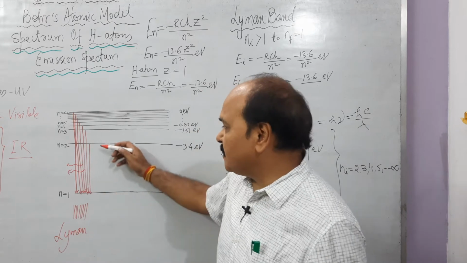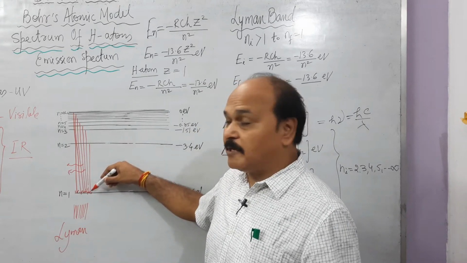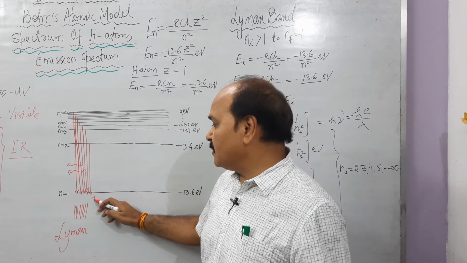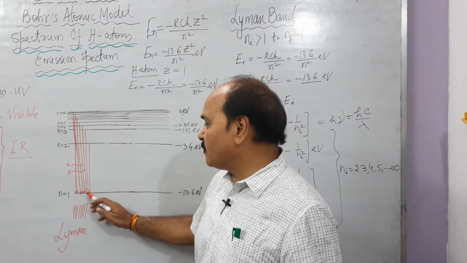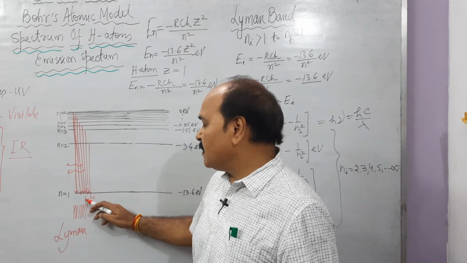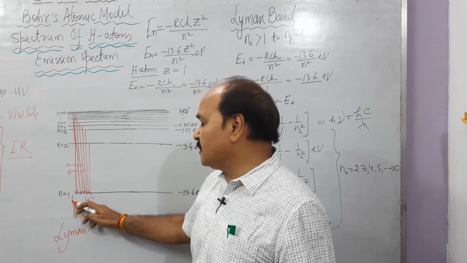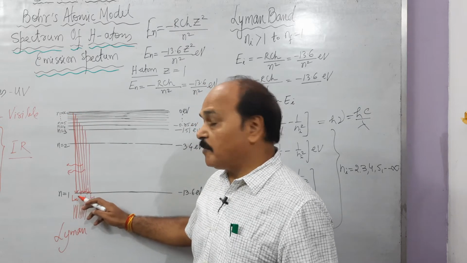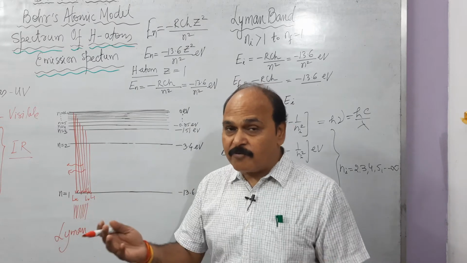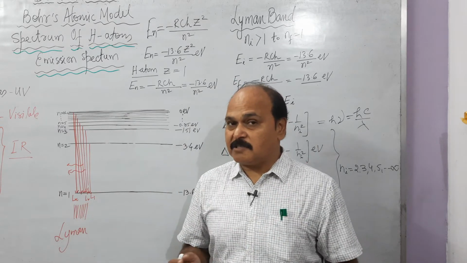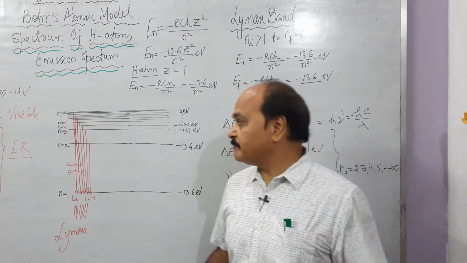When transition takes place from 2 to 1, this is the first Lyman line, L1. Transition from 3 to 1 is the second Lyman line, and so on. Transition from infinity to the ground state is the series limit. That is the last Lyman line, or the Lyman line of minimum wavelength. That is the series limit wavelength.